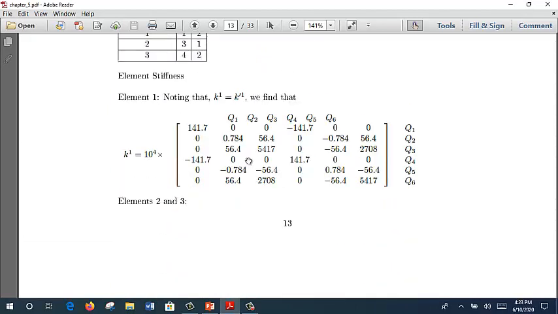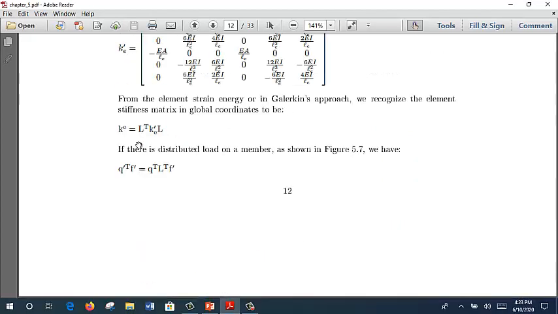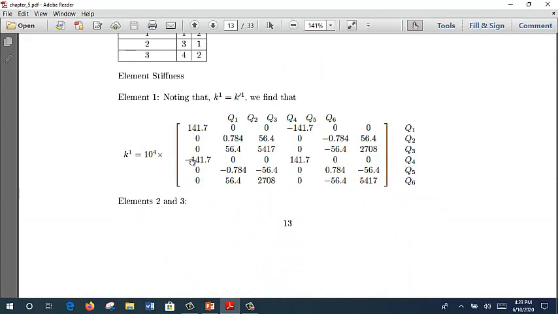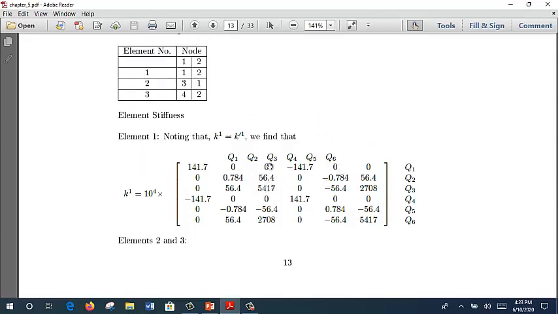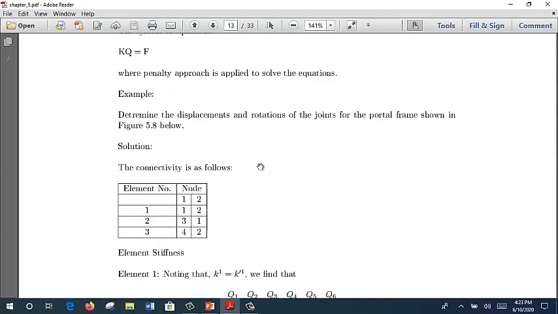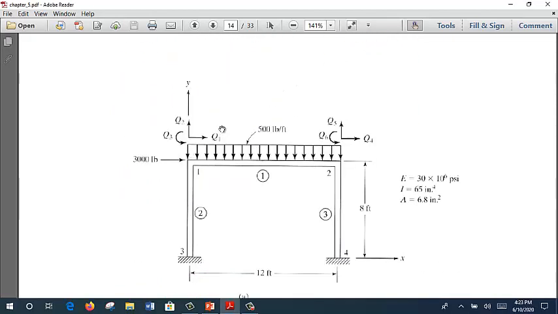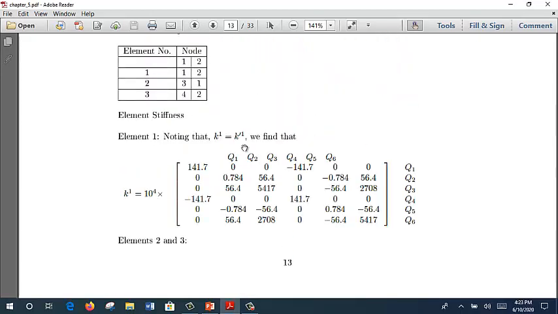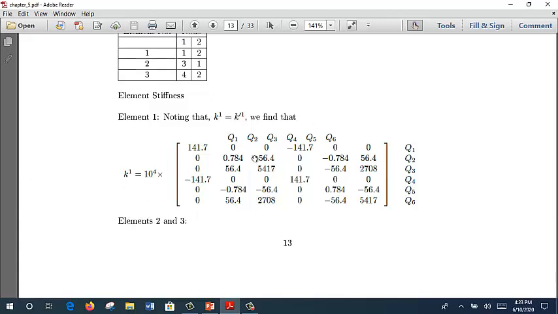Okay, and then we calculate as usual for K by implementing this formula. So we get our matrix for K1, with columns for Q1, Q2, Q3, Q4, Q5 and Q6. You get that from here, Q1, Q2, Q3, Q4, Q5, Q6, and all of this beam is related to this stiffness matrix.